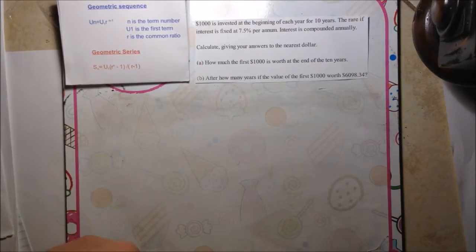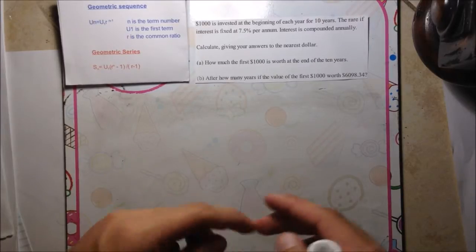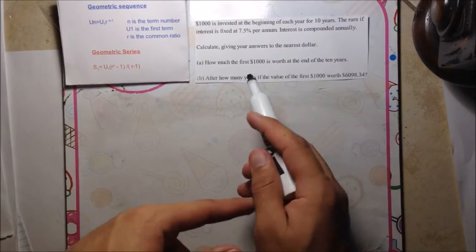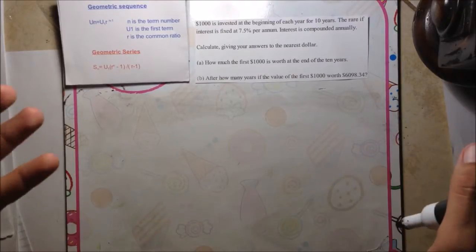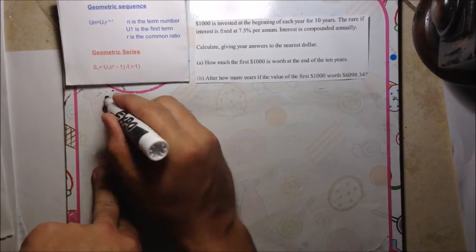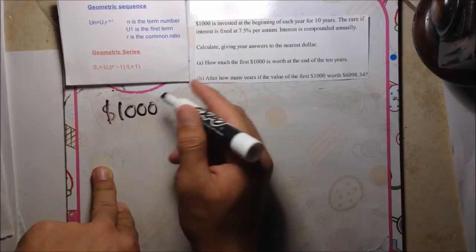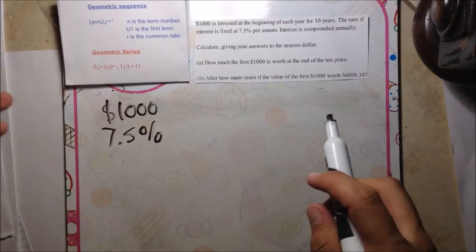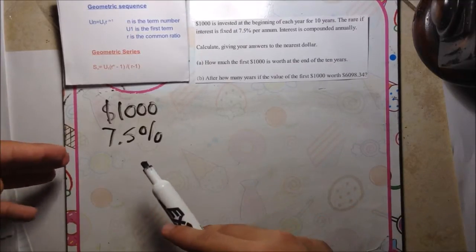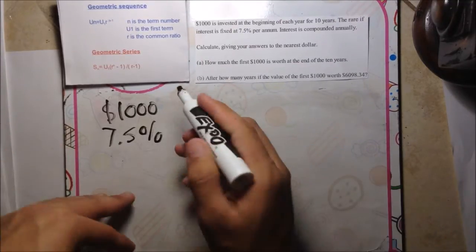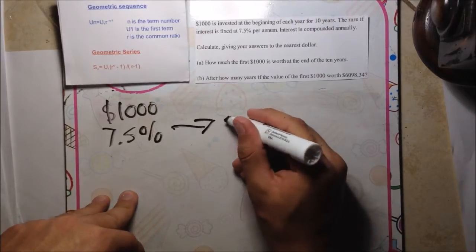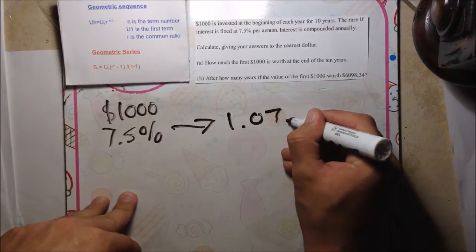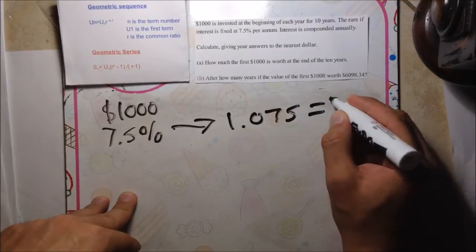$1,000 is invested at the beginning of each year for 10 years. The rate of interest is fixed at 7.5% per year. Interest is compounded annually. Calculate, giving your answer to the nearest dollar. So in this problem, we're asked to find how much the initial investment of $1,000 will be worth at the end of 10 years. We know our investment is 1,000, and we know our interest rate is 7.5% per year. So what this means is that the investment increases by 7.5% from year to year, which translates to an increase of 1.075, which is therefore our r for this problem.